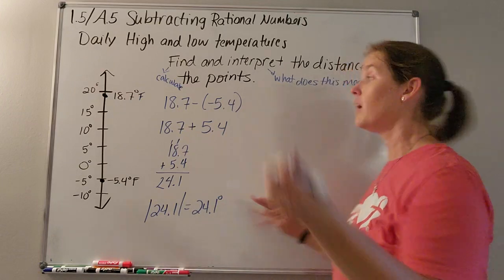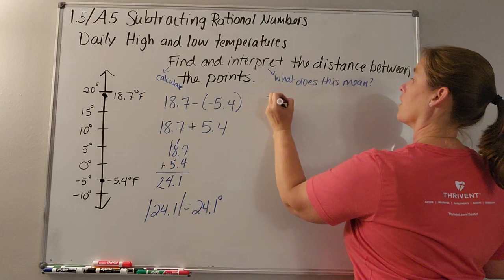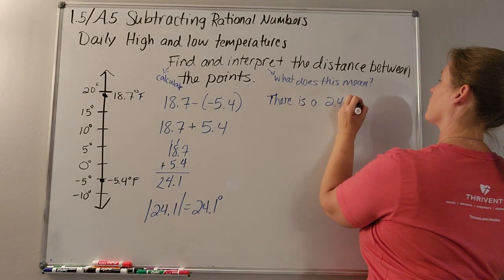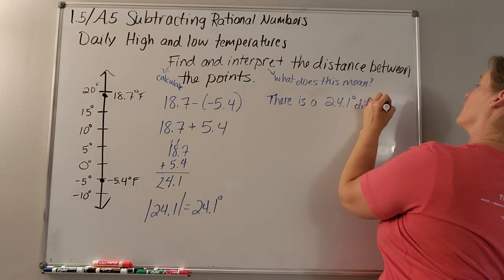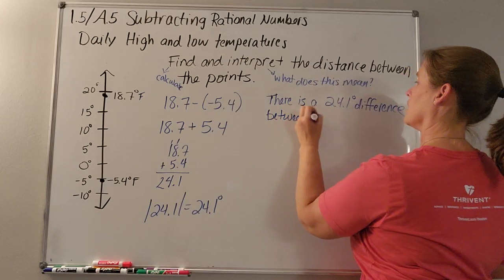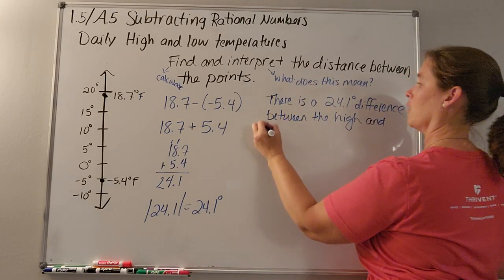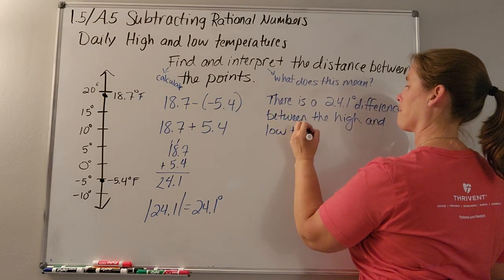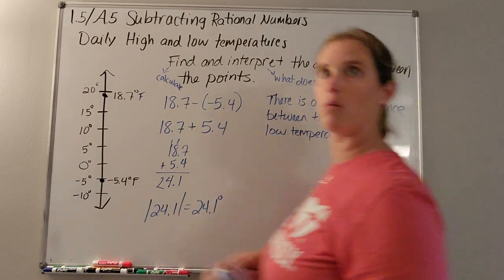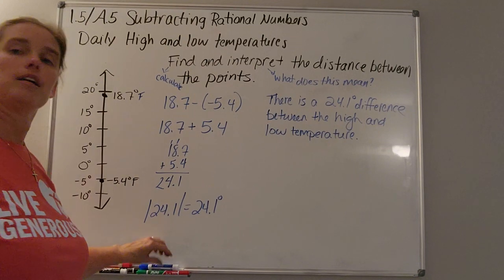What does this mean? So that's the calculate. There is a 24.1 degree difference between the high and low temperature. It doesn't have to be a deep, profound statement. What does it mean is simply just putting a sentence around the number that you calculated usually.